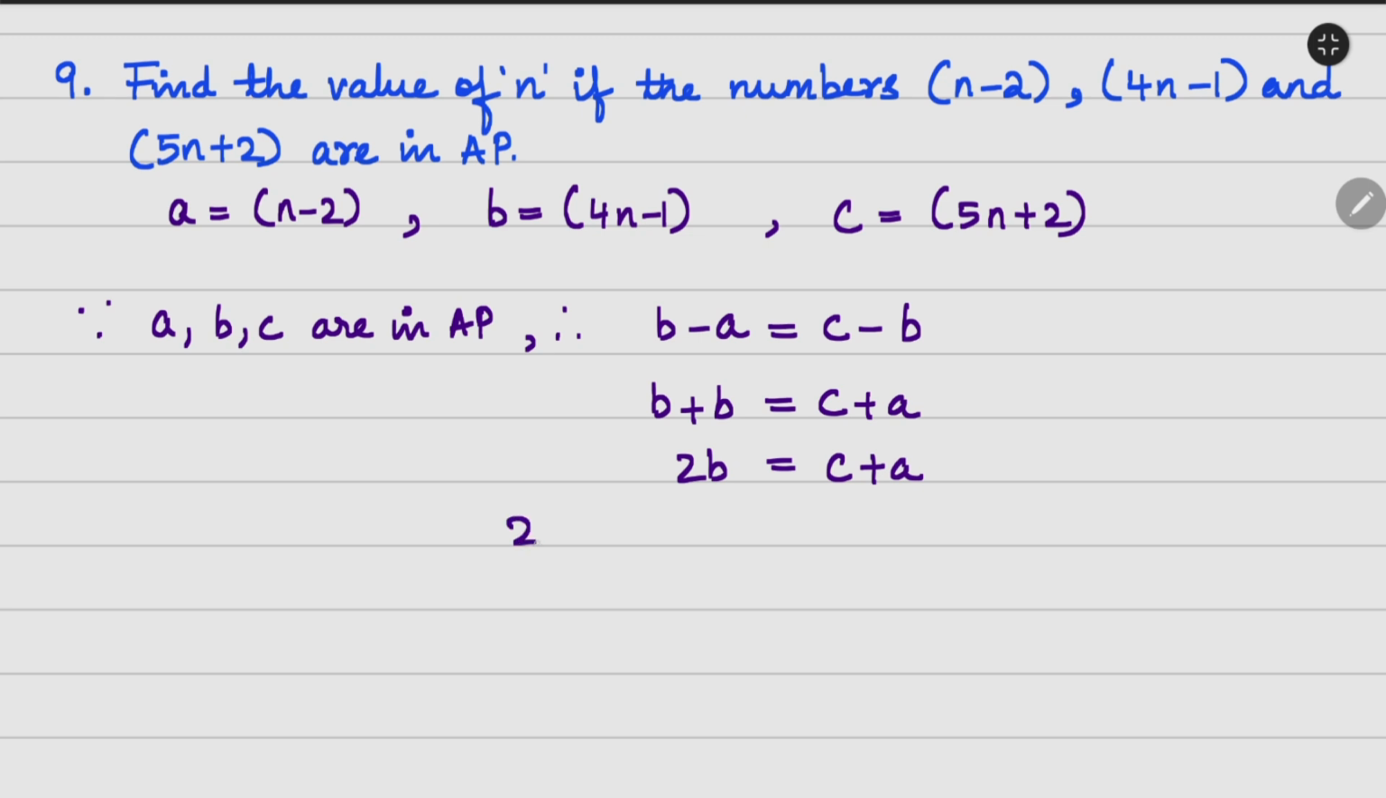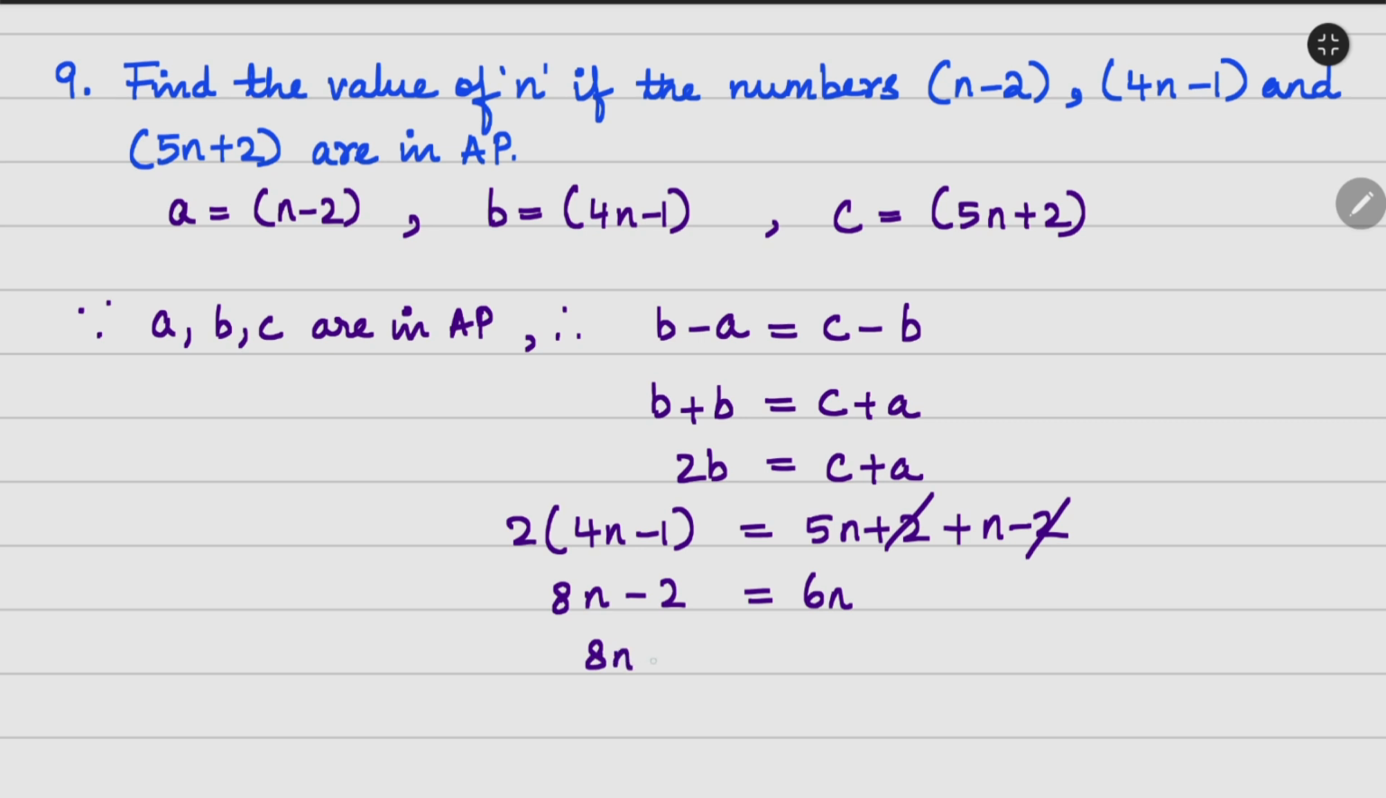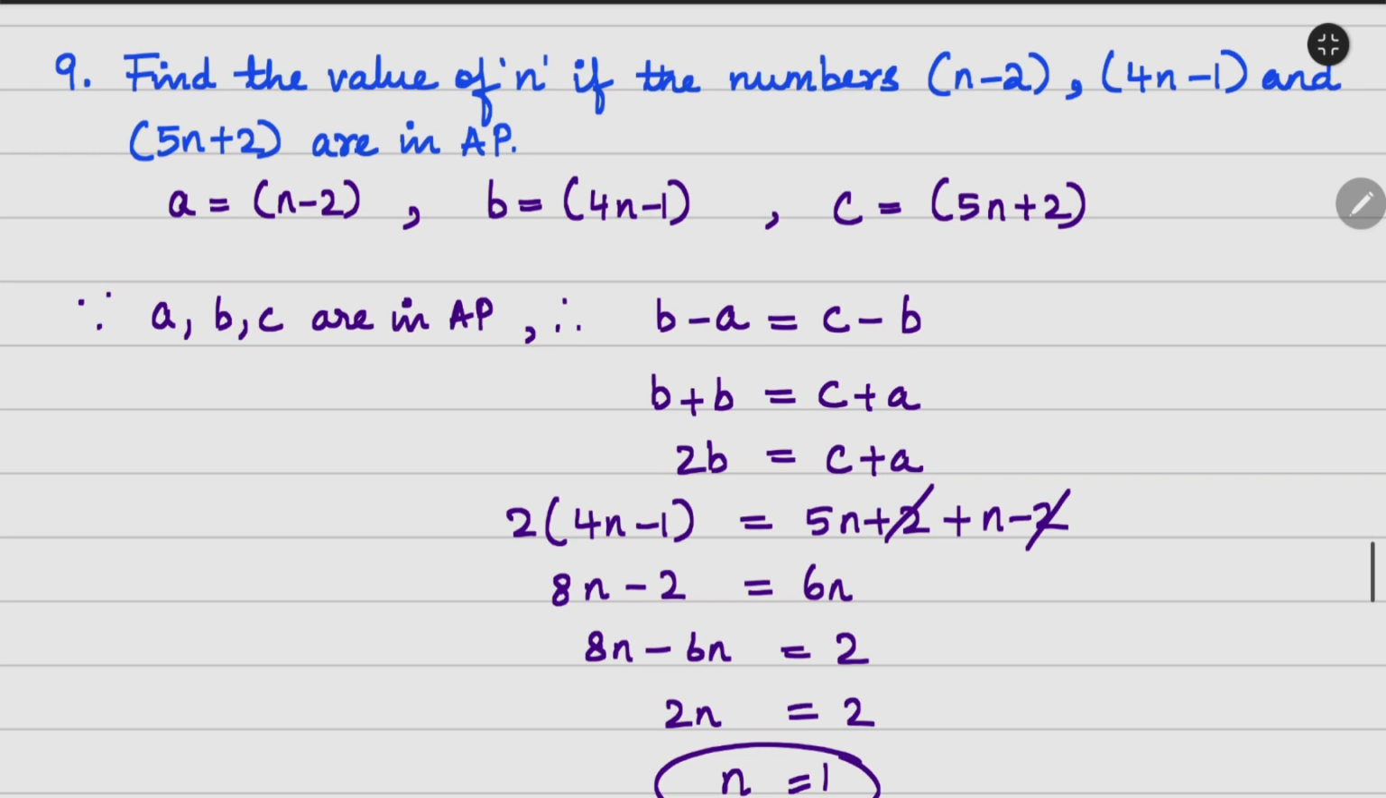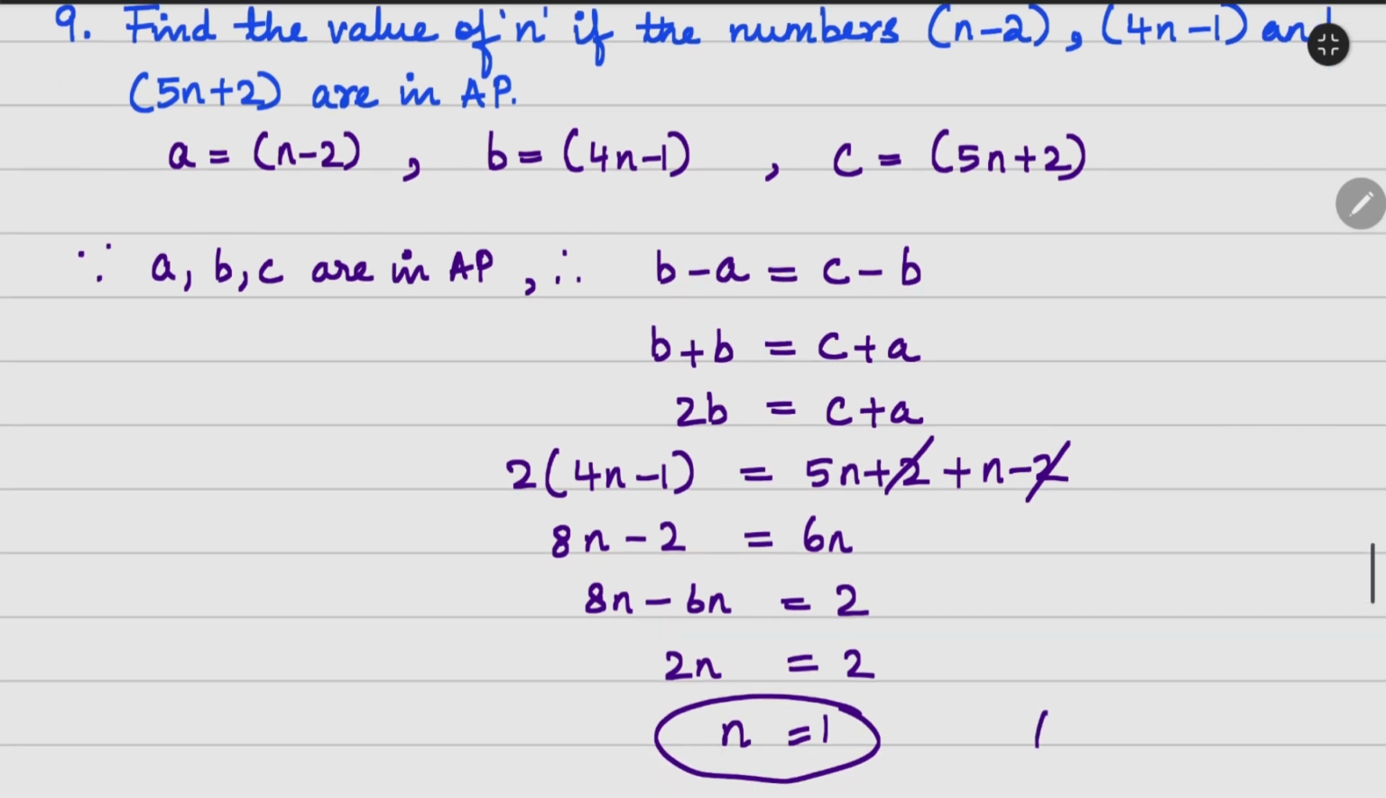Let's substitute. So 2 into what is B? 4n minus 1 is equal to C. That is 5n plus 2 plus A is n minus 2. Just solve it. So it's 8n minus 2 is equal to 5 plus 1, 6n plus 2 minus 2 gets cancelled. So you have 8n minus 6n is equal to plus 2. So 2n is equal to 2 or n is equal to 1. Right? What is the value of n? Therefore, the value of n is 1. That's your answer.